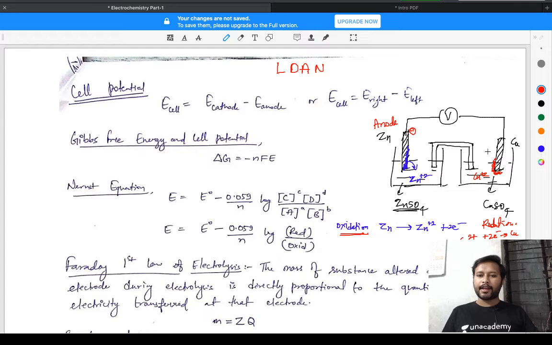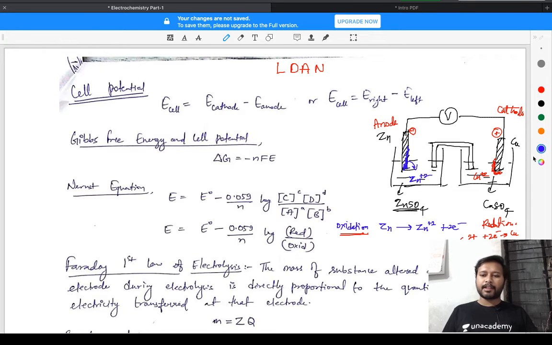Similarly, on the right hand side, you will be having the cathode, and it will be positive in charge. So that's how you can memorize these things. Now the potential of the cell, the overall EMF of the cell, will be given by this formula, that is E cathode minus E anode, or E right minus E left. So that is the formula which can be used to find out the potential of the cell.